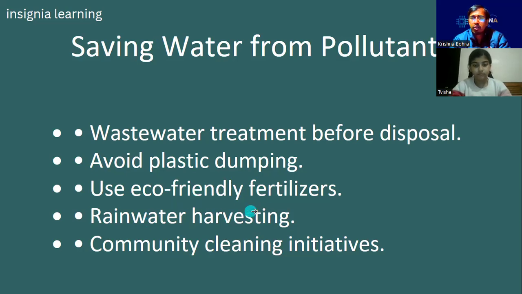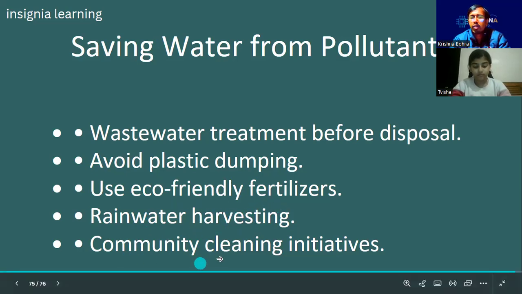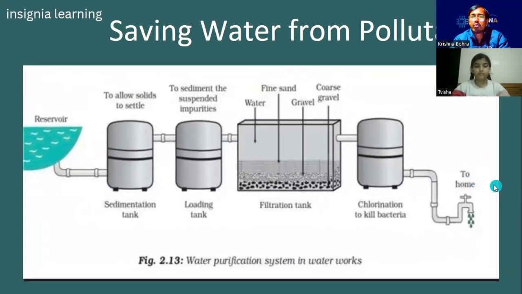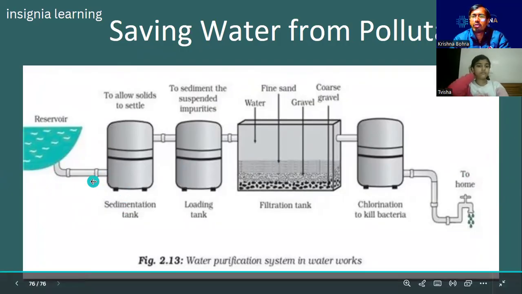Rainwater harvesting to avoid the shortage of water, and community cleaning initiatives, like the recent initiatives of India, such as the Namami Gange project, Swachh Bharat Mission. This is a schematic diagram of saving from water pollution. How can we purify our water with a kind of natural setup?